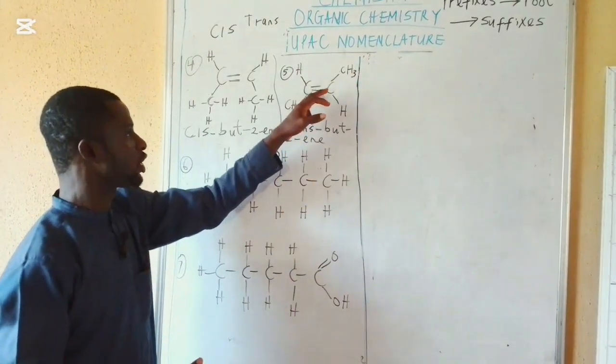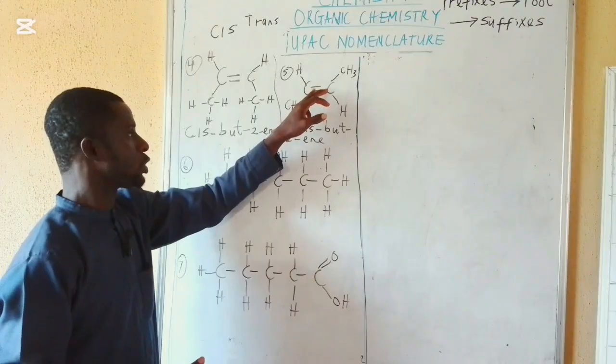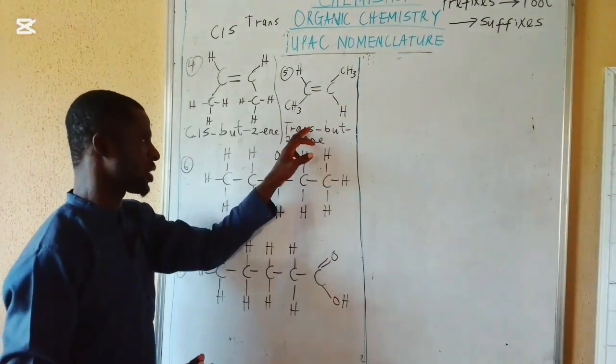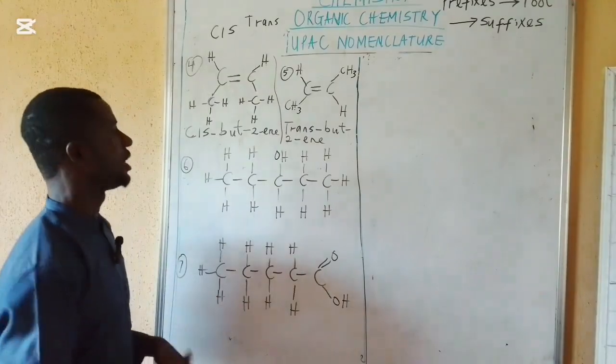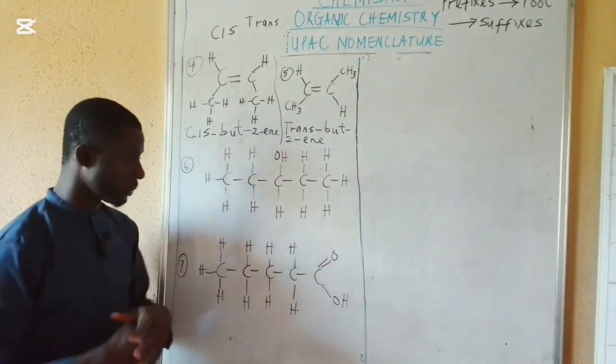And you're going to count the number of continuous carbon chain, there is 1, 2, 3, 4. And the functional group, which is alkene, is attached to carbon number 2. You count for this one 1, 2, you count for this one 1, 2. That is trans-but-2-ene. So that is the name of that structure.